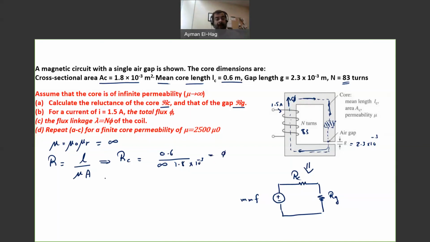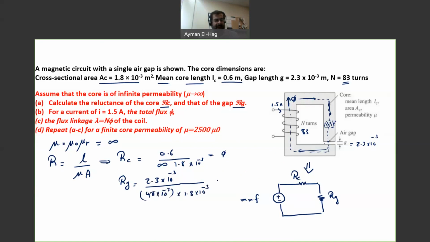Same thing. Now, the reluctance for the gap is equal to, same thing, L of the gap, which is given as 2.3 times 10 to minus 3, divided by mu for the air gap. Mu r is equal to 1, so we have only mu 0, which is a constant, 4 pi times 10 to minus 7. This is your mu 0 times the cross-sectional area, which is the same cross-sectional area we have, equal to 1.8 times 10 to the minus 3.